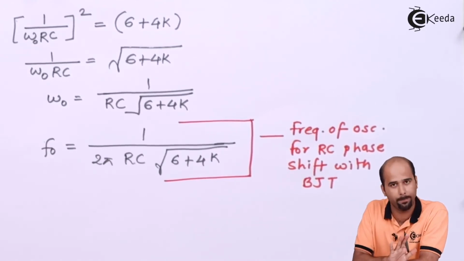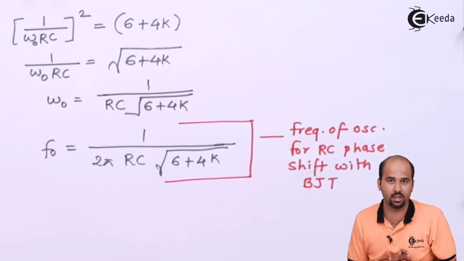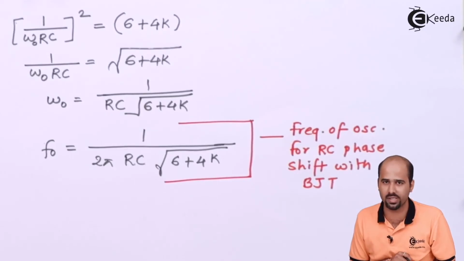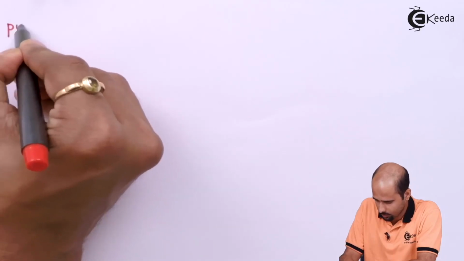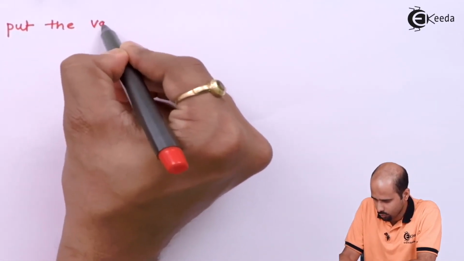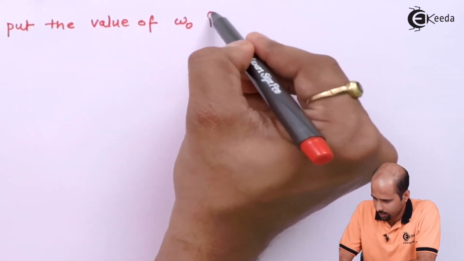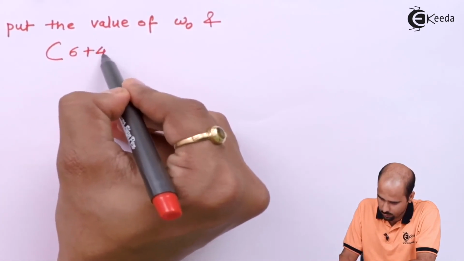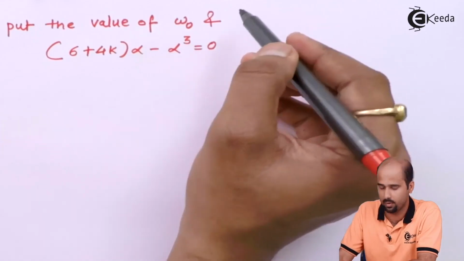Here we don't have to stop, because the gain should also be satisfied to have sustained oscillations. This is only the first criterion of Barkhausen, that is, to get 360-degree phase shift. So we'll move towards the next part. Put the value of omega 0, and 6 plus 4k into alpha minus alpha cube is equal to 0, right?